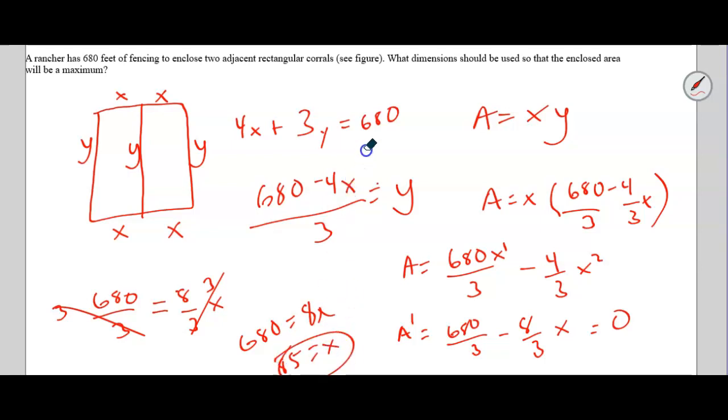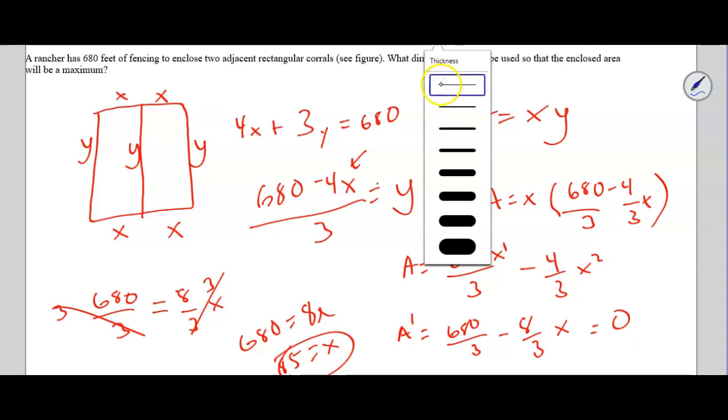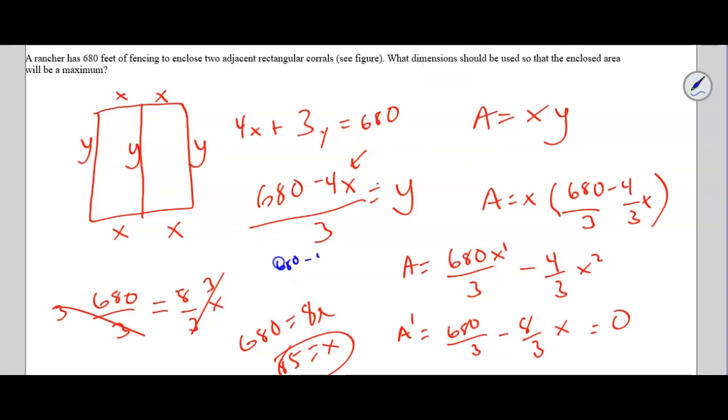Now all you do is take your 85 and plug it in right here. I'm jumbled up here, but I'm going to write it out anyway. So you have 680 minus 4 times 85, all over 3 will give us y. I'm going to do that on my calculator real quick. 680 minus 4 times 85 is 340. Then we divide that by 3, and that gives us 113.3. You can just put 113.3. So y is 113.3 and x is 85.